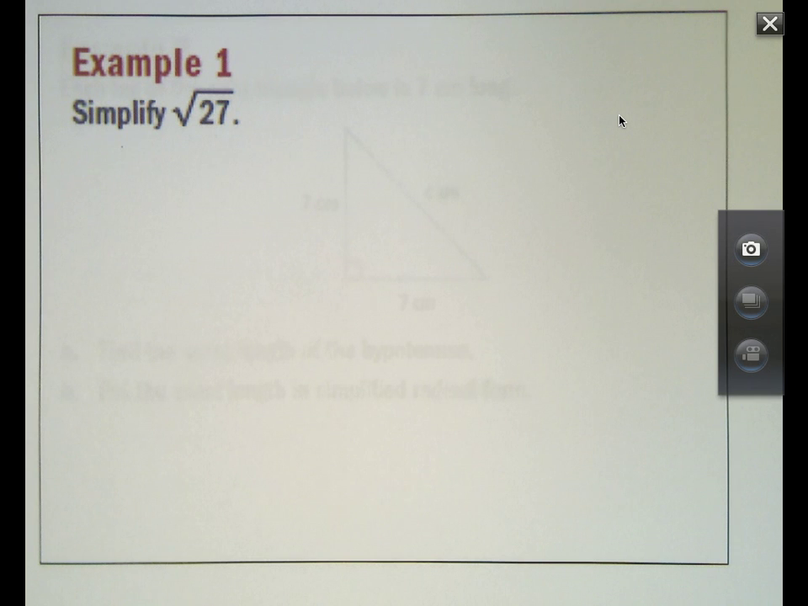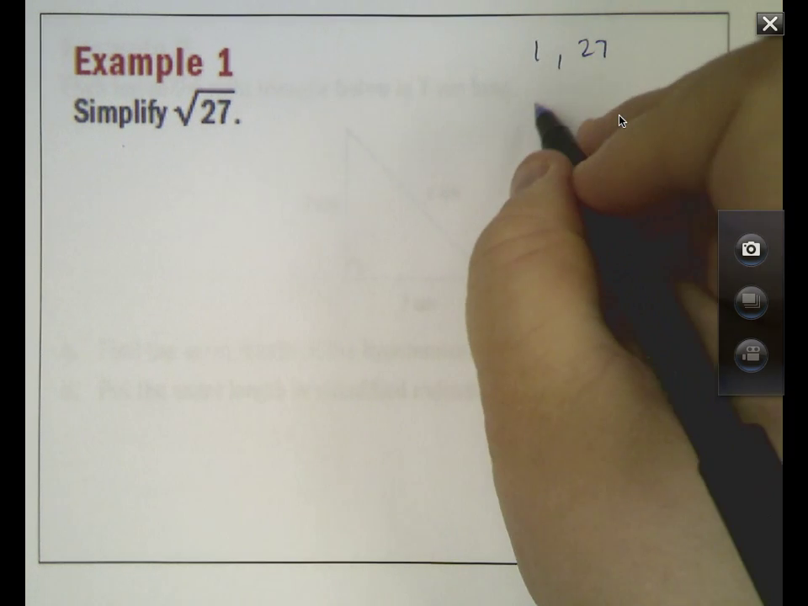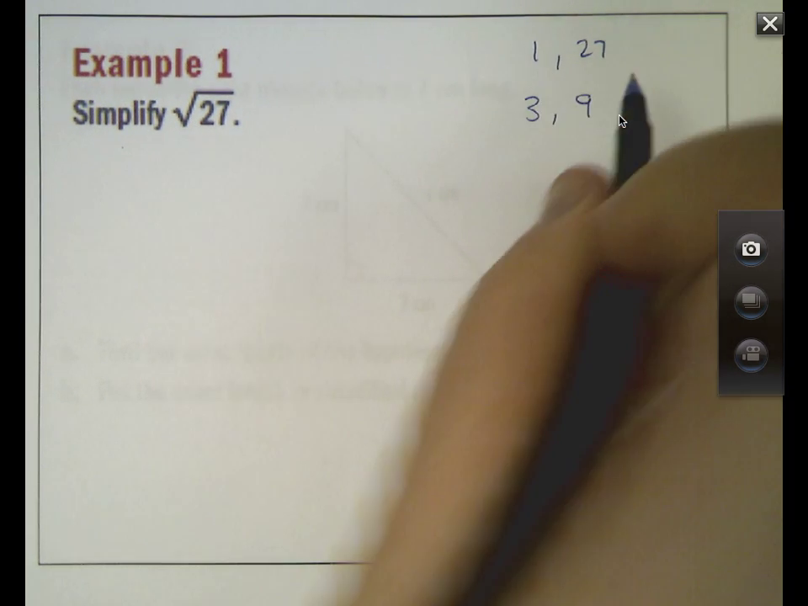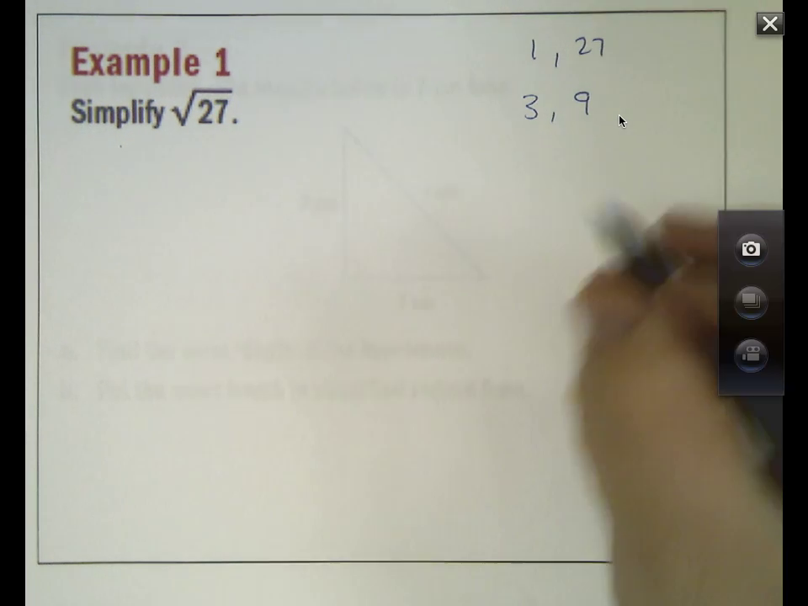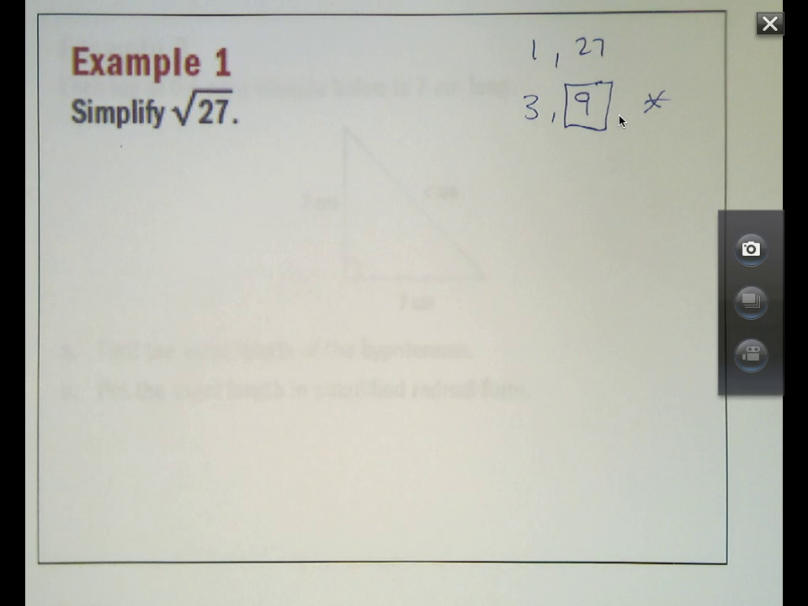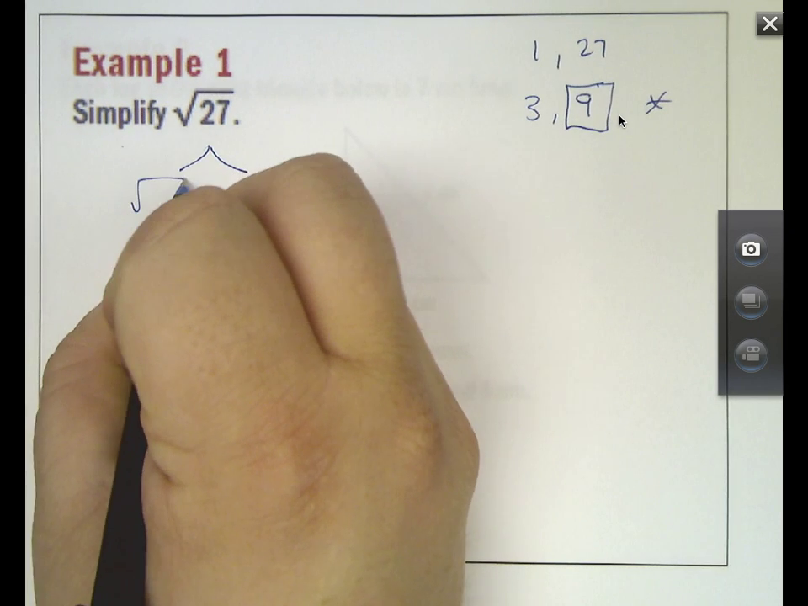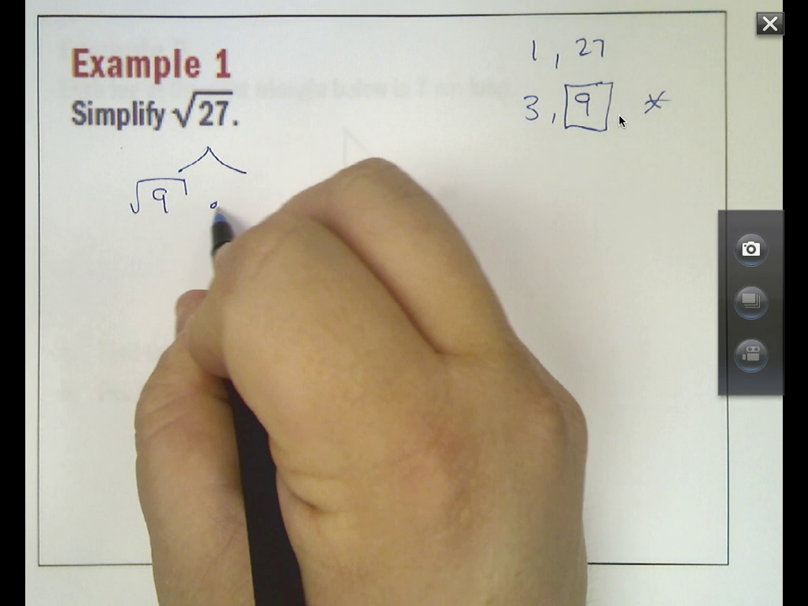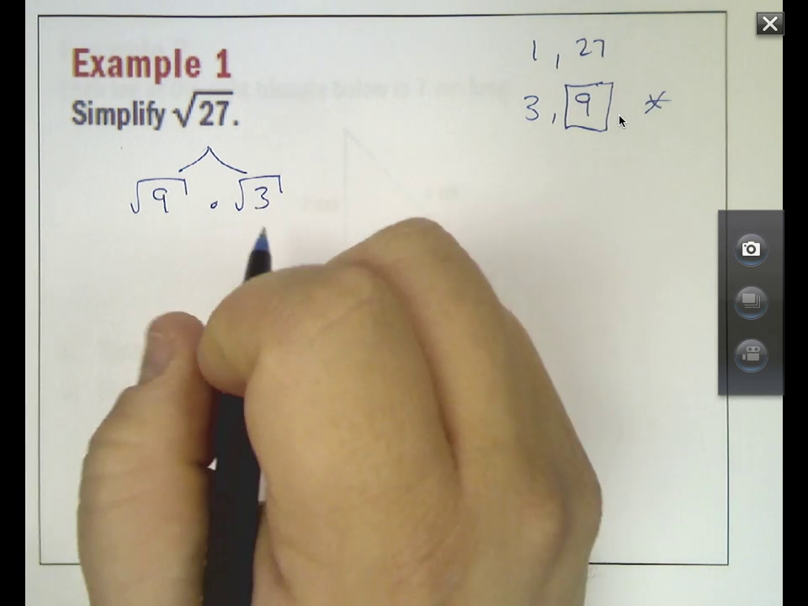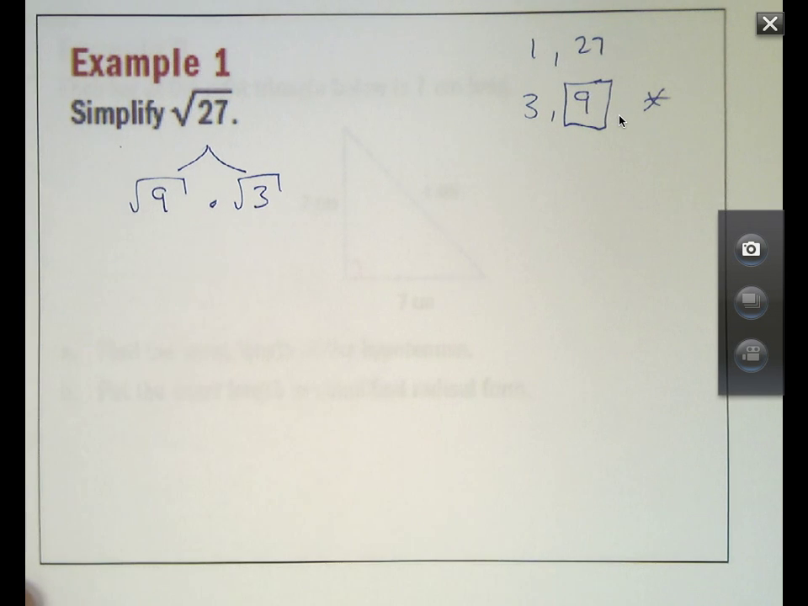Let's look at example 1. Okay? Simplify the square root of 27. 27 doesn't have a whole lot of factors. 1 and 27 and 3 and 9. Well, something should jump out at you. The simple fact is that 9 does have a square root. So I'm going to break 27 into the square root of 9 and the square root of 3.